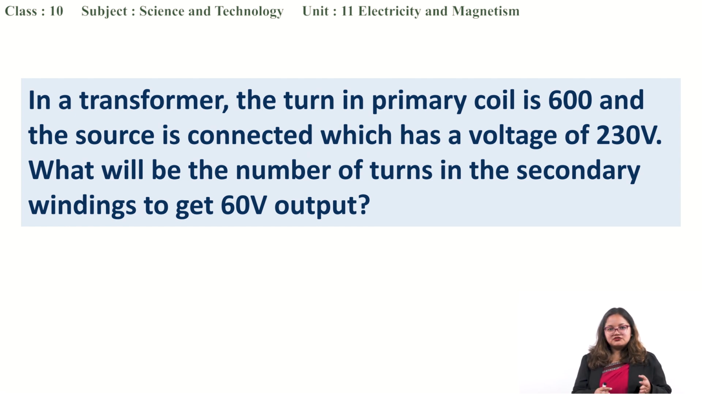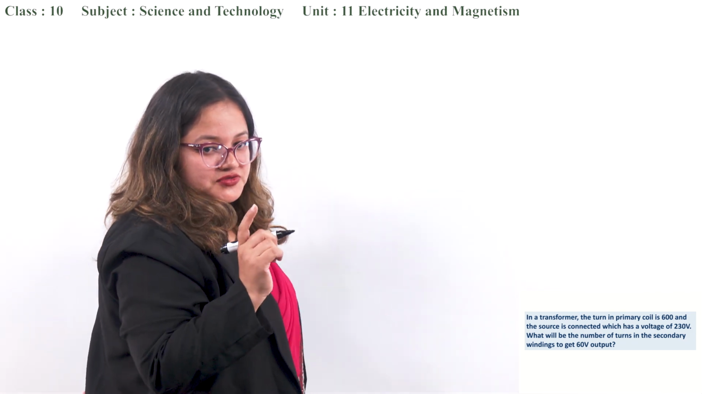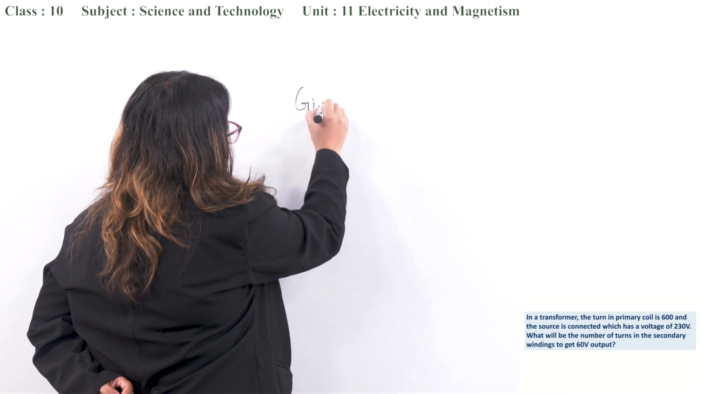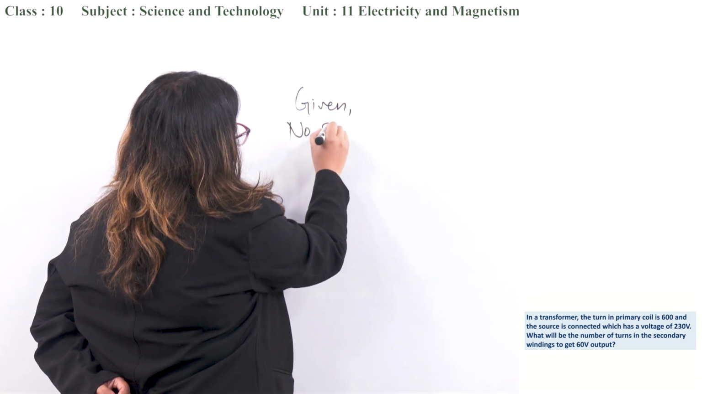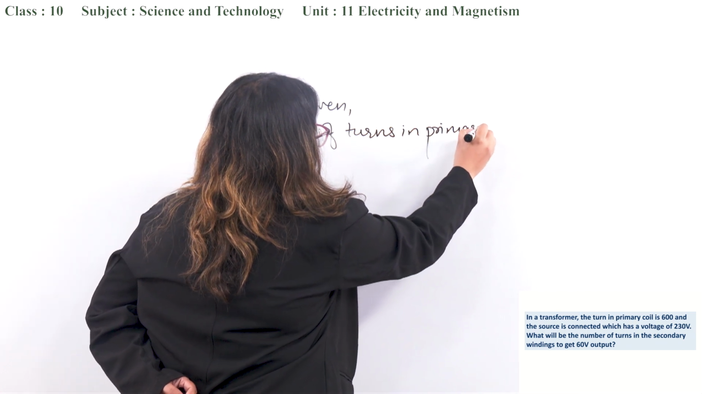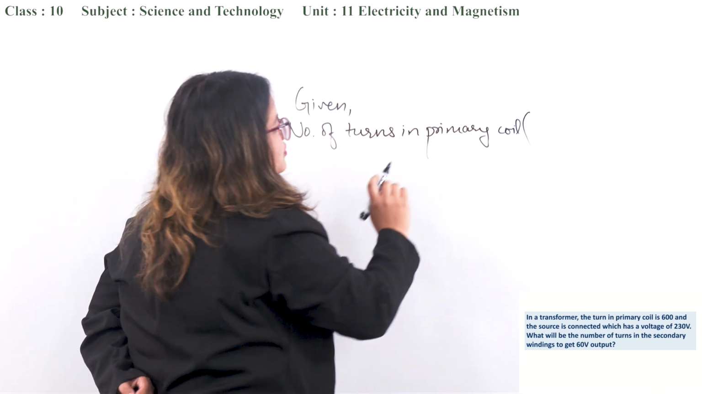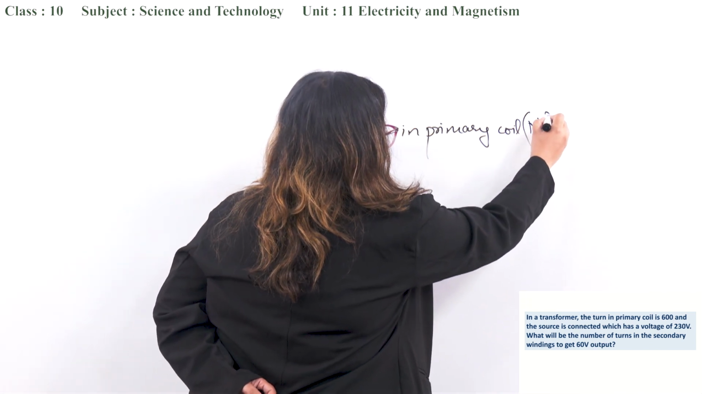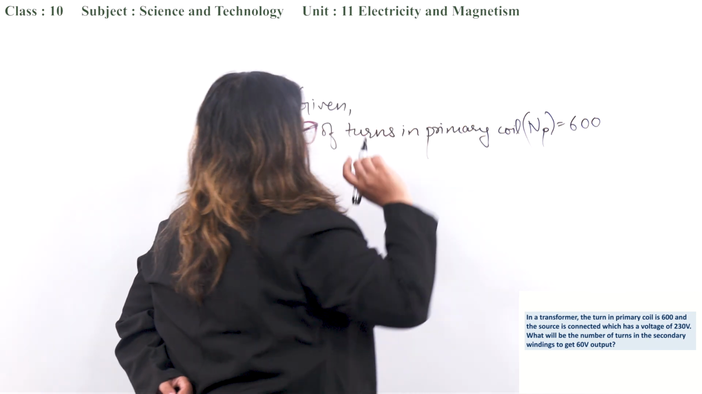Now we have three known parameters. We just have to find the number of turns in the secondary windings. So to do this numerical, we are going to list out the given and then solve it accordingly. So in a transformer, the turns in the primary coil is 600. So what is given here? Number of turns in the primary coil, which will be denoted by Np, and it is given as 600.